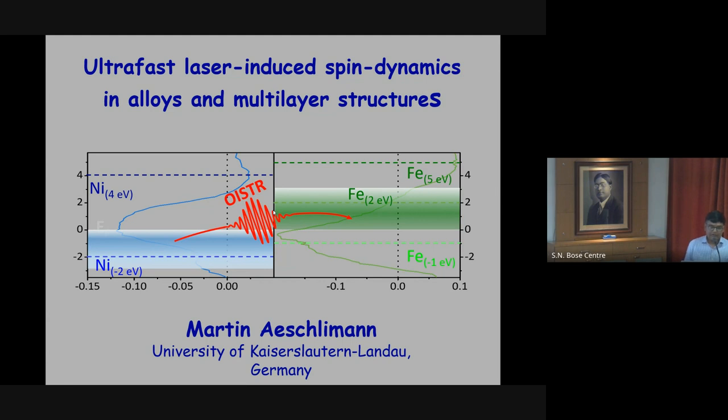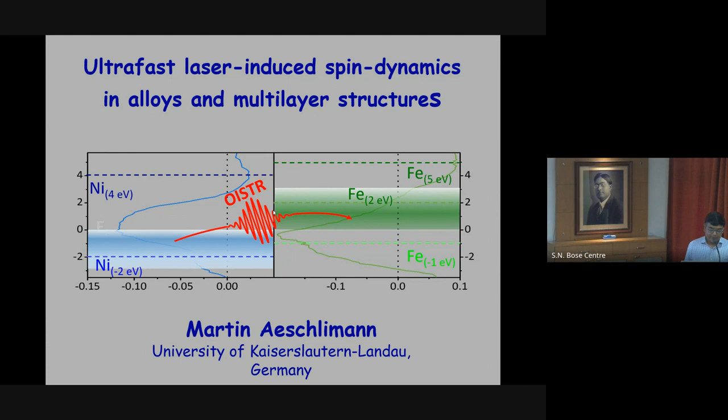Professor Aeschlimann received his PhD from ETH Zurich in 1989, and then he did postdoctoral work with NIST and University of Rochester in USA from 1989 to 93. And then he came back to ETH Zurich once more for 5 years. And then he was appointed as a professor in the University of Essen in Germany in 1998. And in 2000, he moved to the University of Kaiserslautern, Germany as a professor. He is an elected council member of the German Physical Society at various times. And he has various other accolades.